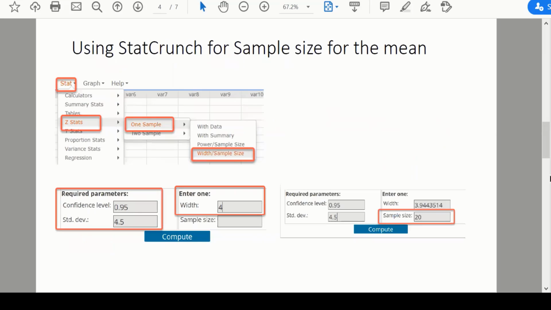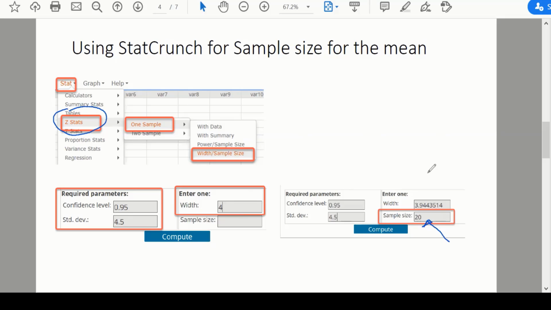So here's how we use StatCrunch to do that. Key is that we're not using TStat for this. TStat is not the way to go. We're going to be using what they call ZStat. So we're going to do Stat, ZStat, which falls right above TStat. One sample, and with sample size, which is, find me the sample size when I have the width, or vice versa. So we put in the confidence level, 95%, the standard deviation of 4.5, and the width of 4, and leave the sample size blank. And when you click compute, it finds you the sample size.